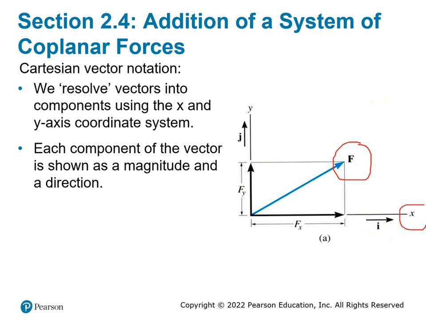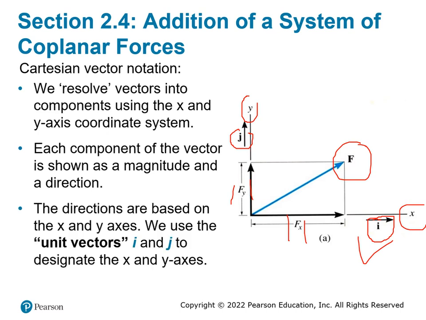Instead of showing x and y, for showing the direction, we will represent the horizontal direction in x direction by using a unit vector which is i. And similarly for vertical, we'll be using a unit vector which is j. So this Fx will give you the magnitude, and then i will tell you that it is in the horizontal direction, and j will tell you the direction of that. So this is how we represent it in Cartesian vector notation.